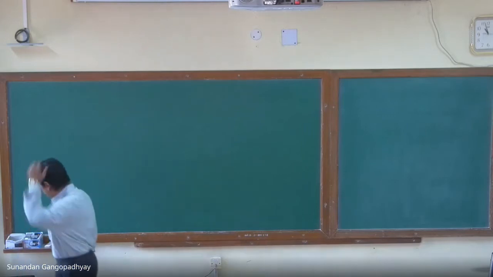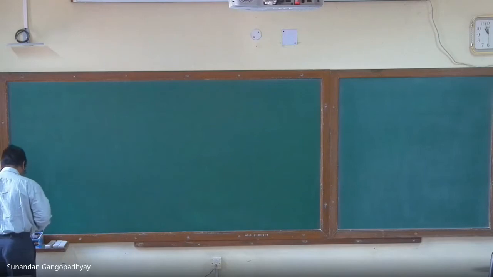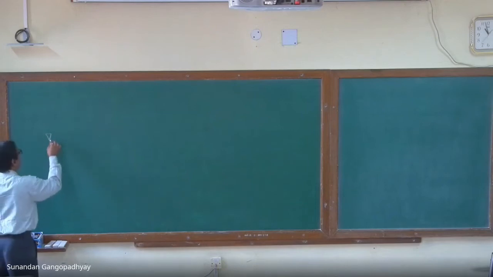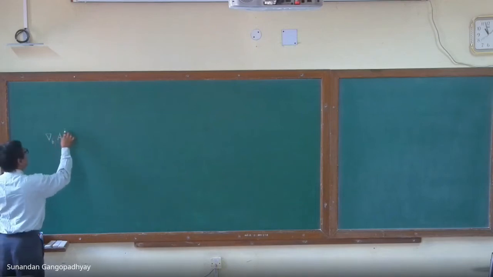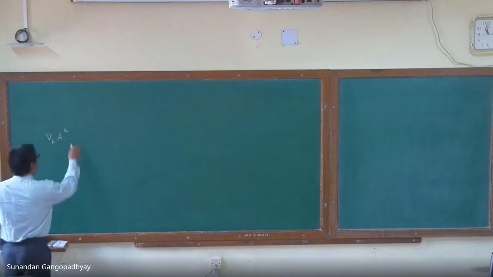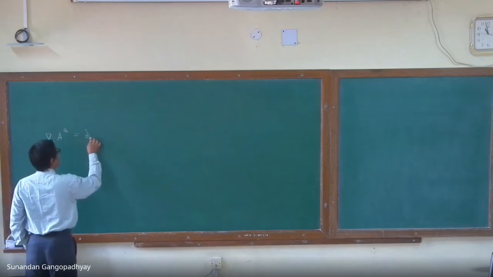Okay. So let us start this class. We shall first start by writing down the covariant derivative of a contravariant vector A^A. And we know that we have already obtained the formula for this, right?